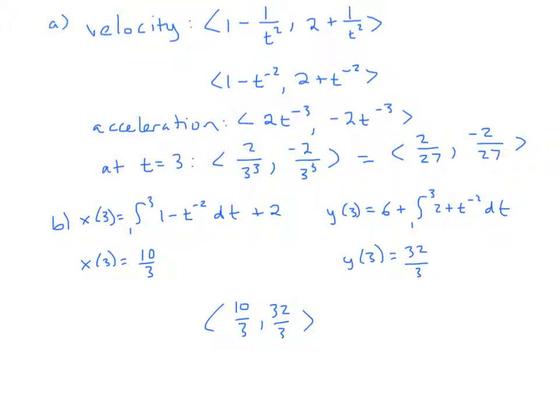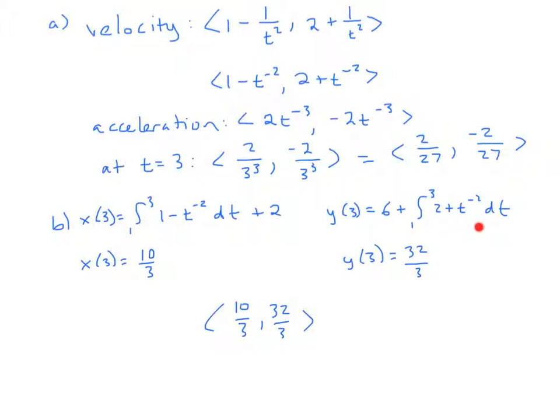And then we just have to add our initial position. So our initial x was 2. And when I say initial, I mean the position at t equals 1. And then if we evaluate that integral, we get 10/3. So same thing with y of 3.